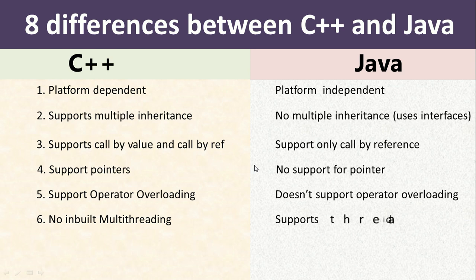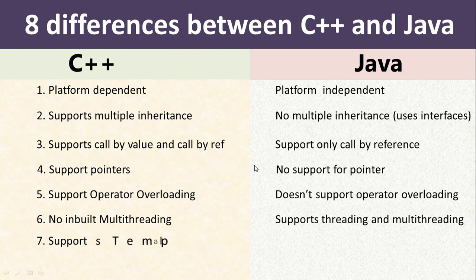Number 6, multi-threading. C++ has no inbuilt multi-threading functionality, but Java supports both threading and multi-threading functionality. This is also very important, especially when new processors have different cores. Performance is improved when you write programs and languages that support multi-threading functionalities.